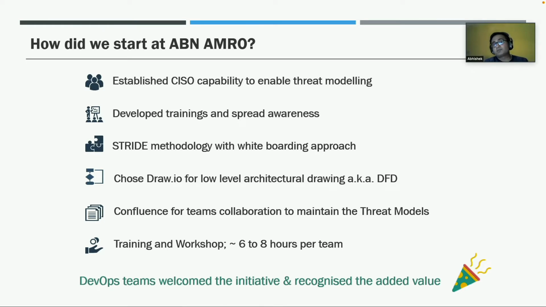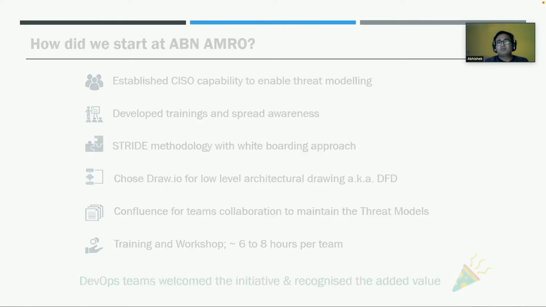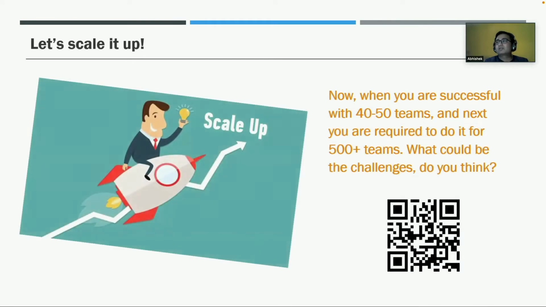And as a result, DevOps teams welcomed this initiative. They recognized the added value. They appreciated it a lot. And then it triggered for us: if we can succeed for these 40 or 50 teams, then let's go to the next level. And then it became a question for us: when we have already done it for 40 to 50 teams, and next we need to do it for 500 teams, what could be the challenges?